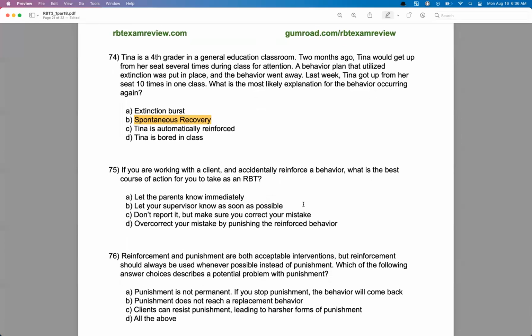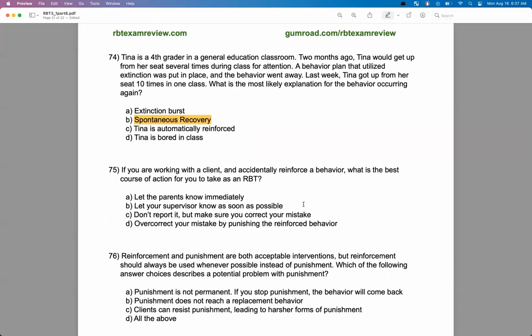75. If you're working with the client and accidentally reinforce the behavior, what is the best course of action for you to take as an RBT? Okay, so this situation will happen at some point in your RBT career. It happens to BCBAs. We accidentally reinforce something we shouldn't have. It's just part of working with humans, right? Humans are unpredictable. They can catch us off guard. We can be unprepared at times. It just is going to happen. How you react to it is what's most important.